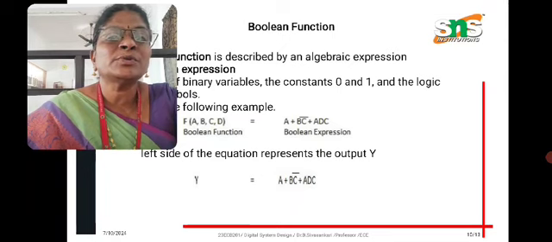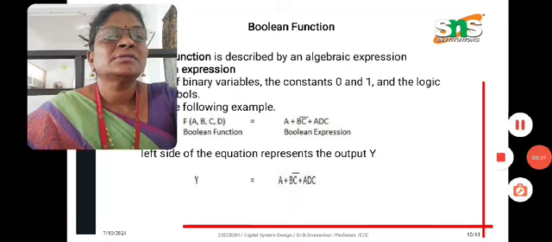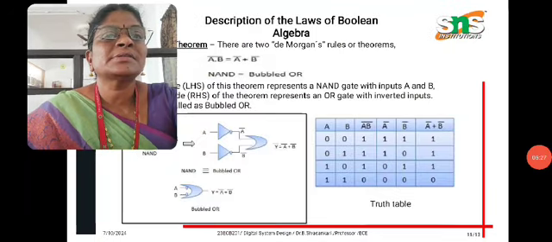The left side of the equation represents the output Y, where Y is equal to A plus B C bar plus A D C. So this is the example represented here.